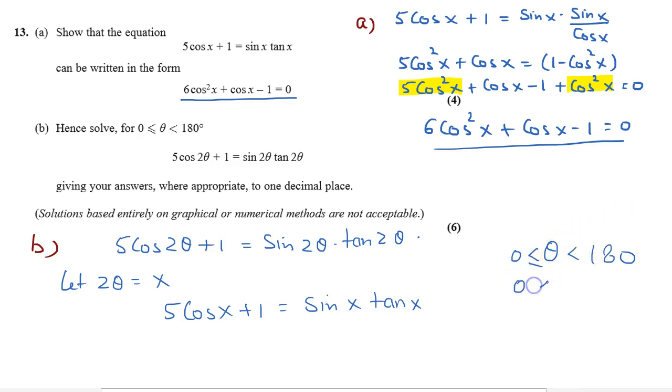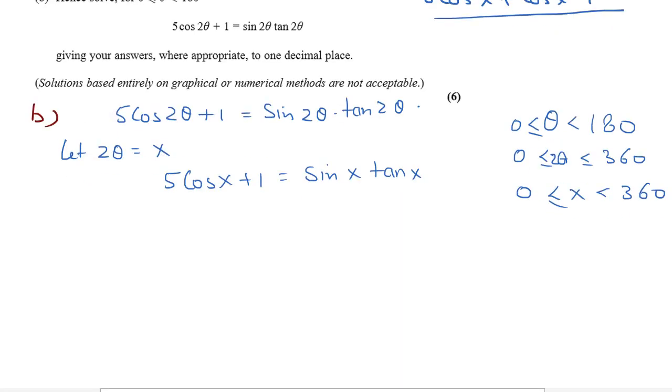So this is 0 to 2 theta, 360, 0 to x, 360. That's how we are going to change the lower limit and the upper limits. Now this question can be written as 6 cos square x plus cos x minus 1 is equal to 0.